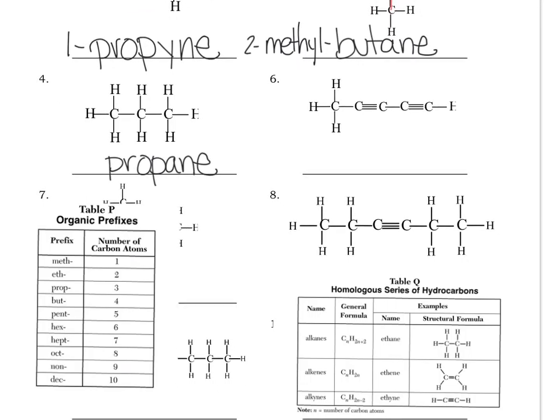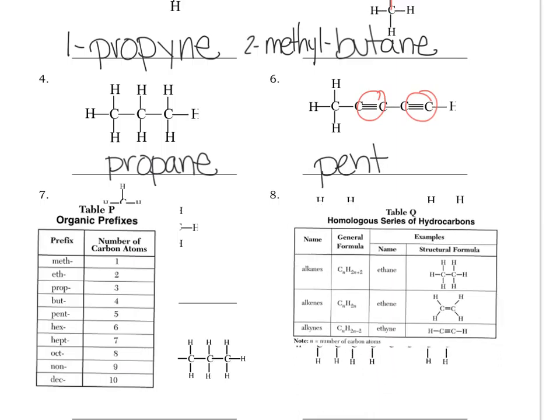Next one, I have some significant things to note. There's a triple bond and a triple bond. Now I'm going to go ahead and count 1, 2, 3, 4, 5 carbons. 5 is pent. And then we got to be really careful. We have 2 triple bonds, so this is kind of tricky.